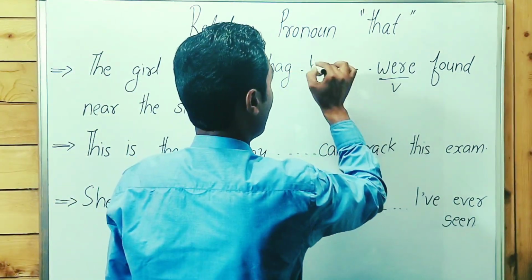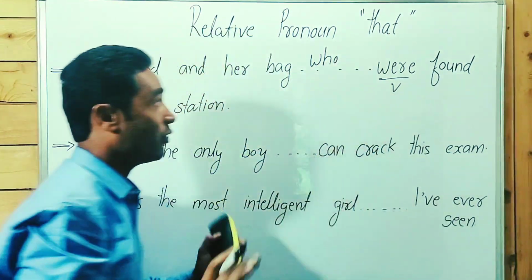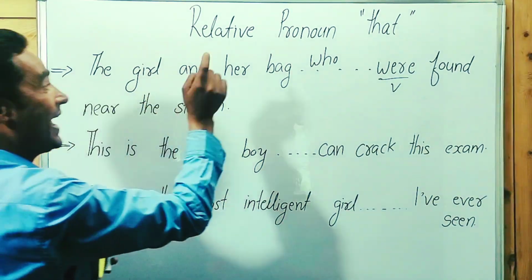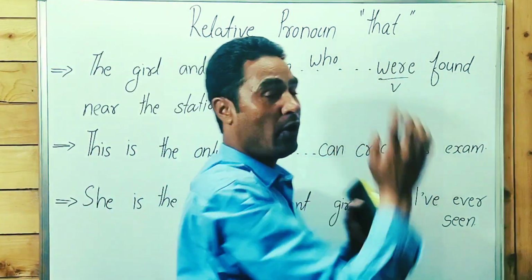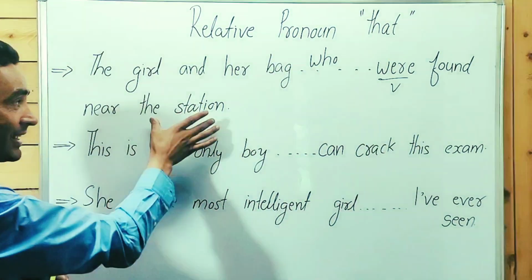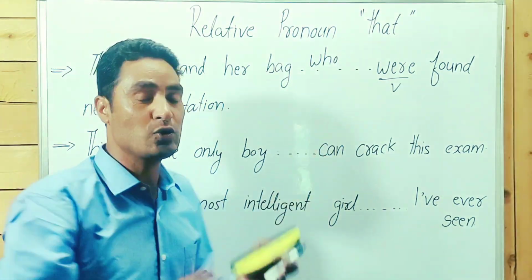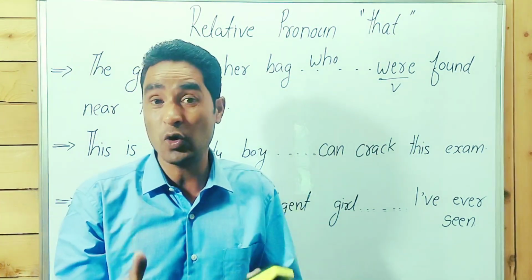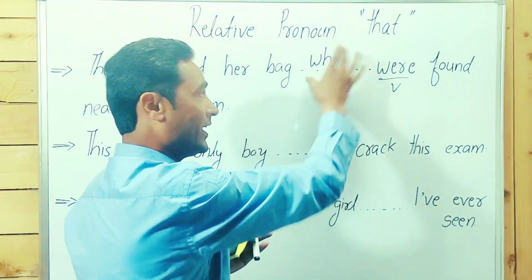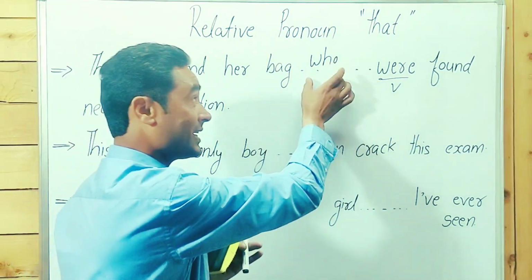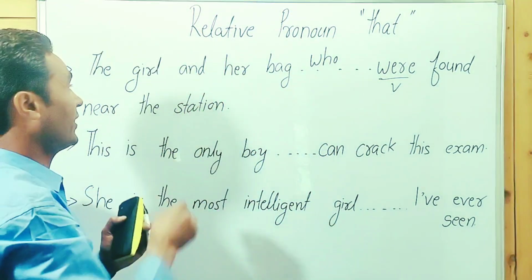Who is for subjective case. The girl and her bag who were found near the station. It's an incorrect sentence. Why? Because, as you know, who is used for human beings in the subjective case, as a relative pronoun. Who is used for human beings.